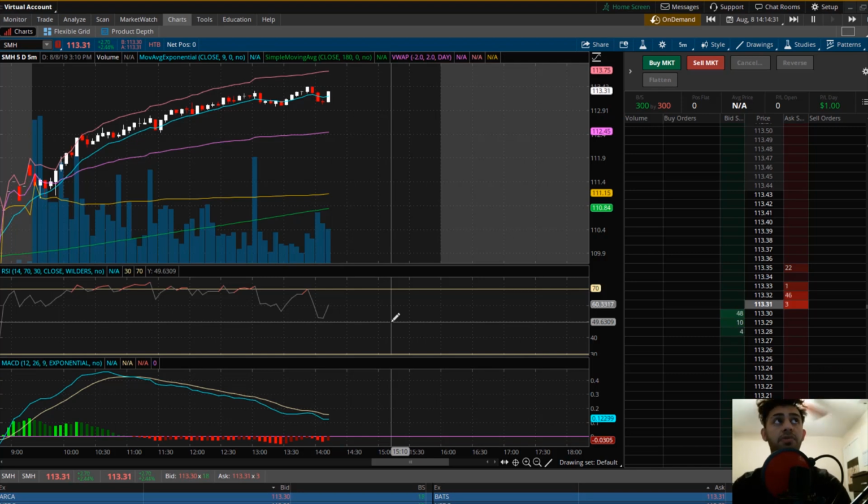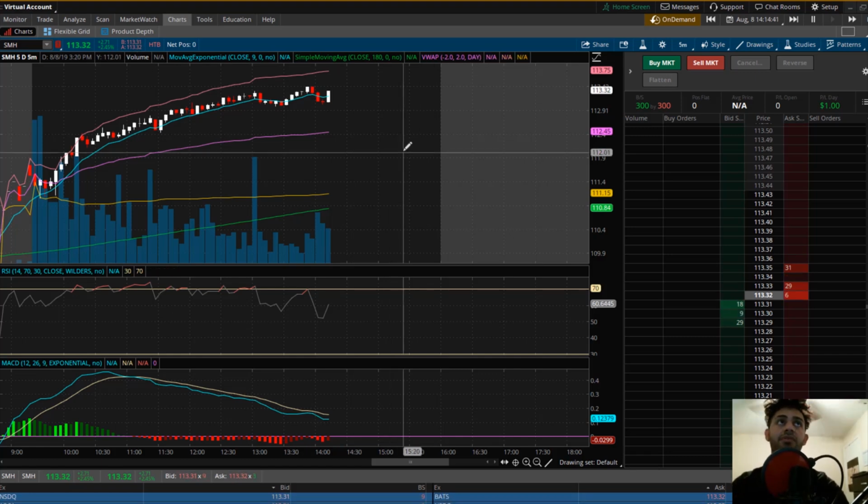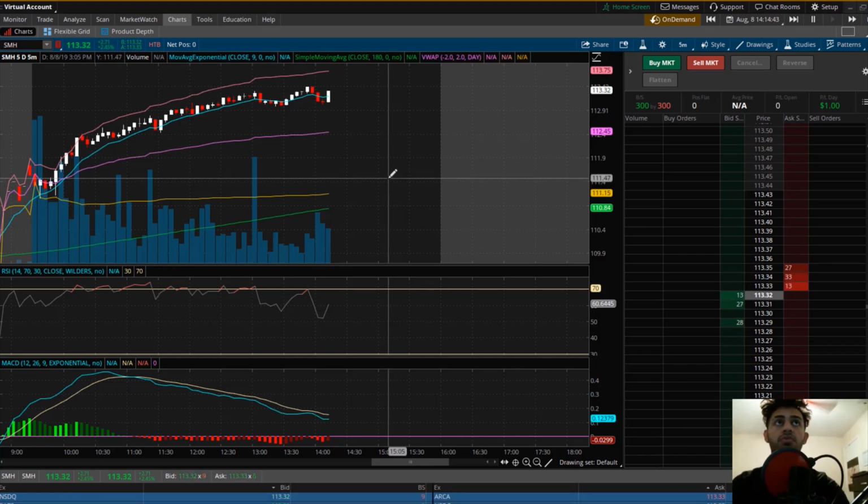Now, I'm using the paper trading on demand mode, which means that I get to trade the real market, but with simulated money. So it's a good tool to practice and learn the market, which is something I recommend for everyone. So let's take a look at what's going on the screen right now.